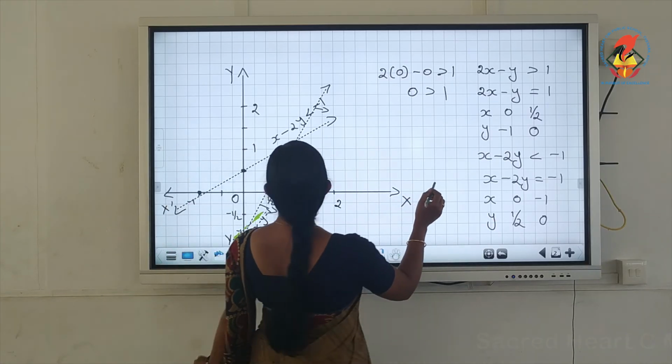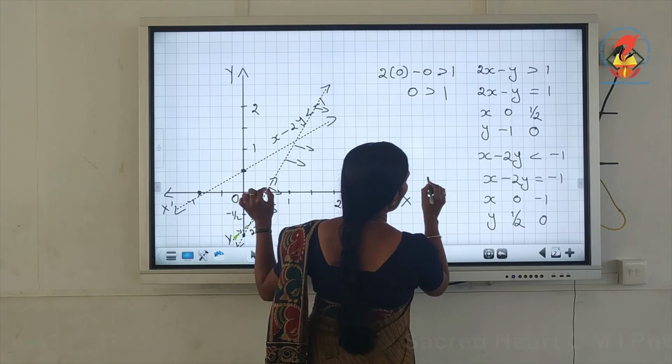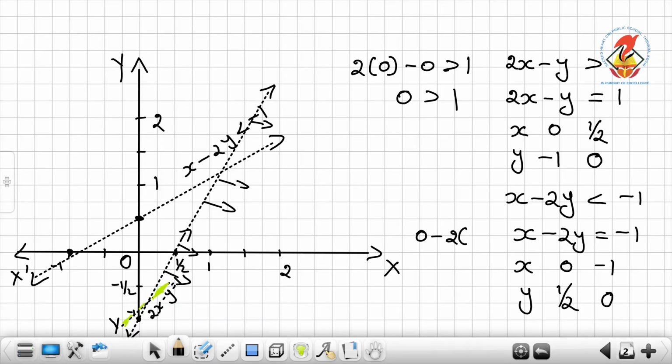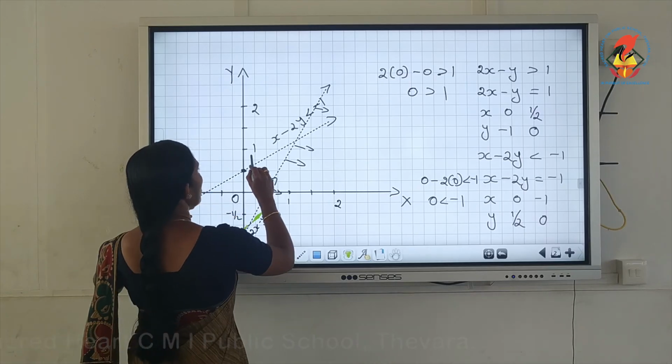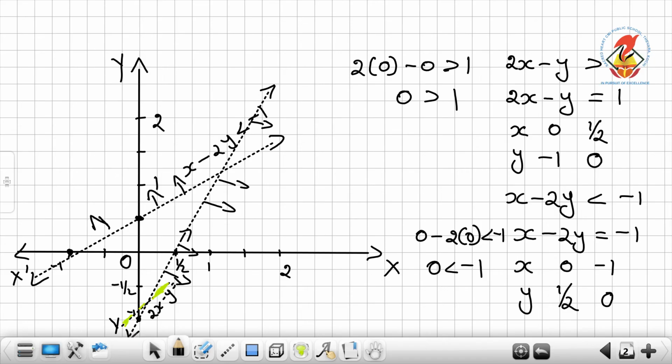And what about the second line? Second line, substitute the origin. The origin is not on the line, so we can substitute. 0 minus 2 into 0. Is it less than minus 1? So 0 less than minus 1. Is it correct? That is wrong. So towards the origin, we can't shade. We have to do the opposite direction.